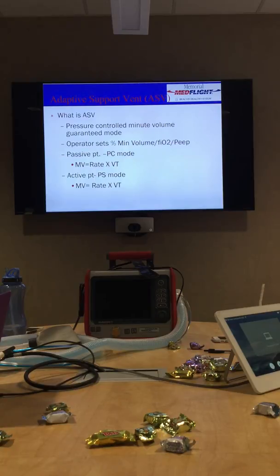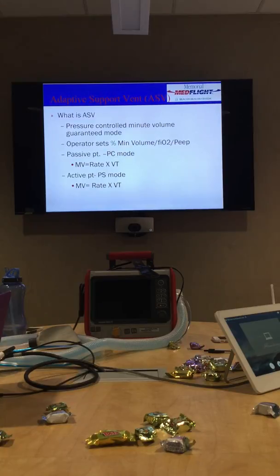In an active patient, if you notice they're starting to have to work harder, they're doing a little bit more effort on their own, you can give them more pressure support by increasing their minute volume. And then it should take some of the workload off of them.